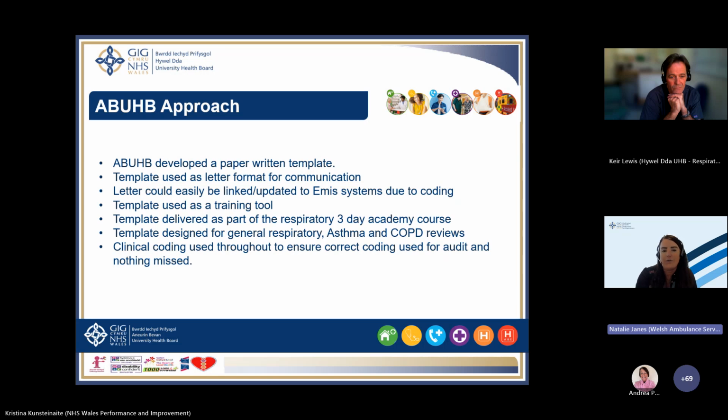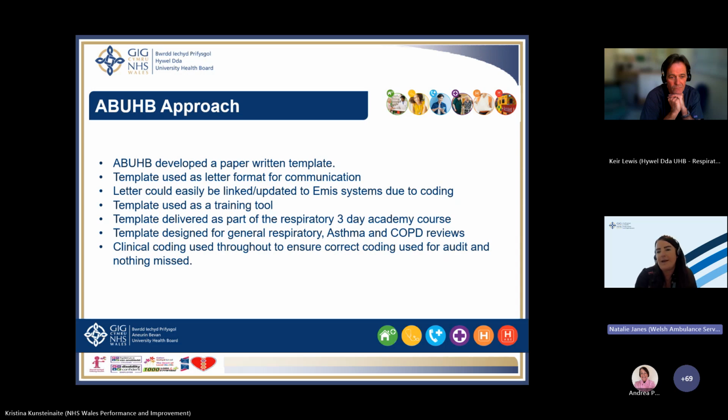but it was also used for an educational programme. Whilst working in primary community care, we developed a 3-day academy course, and the primary care team also completed some mentorship and training across Aneurin Bevan Health Board to support new general practice nurses, or general practice nurses who didn't have respiratory knowledge. The practice nurses felt that this template also supported them within their consultation. It was a paper template originally.